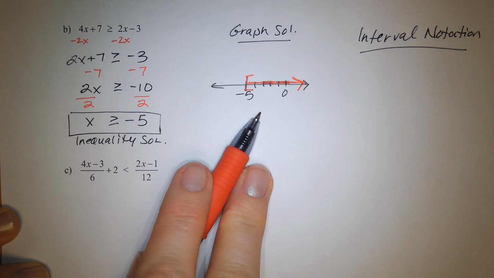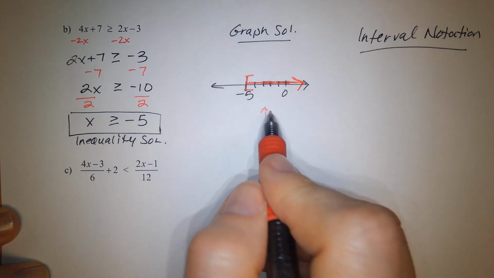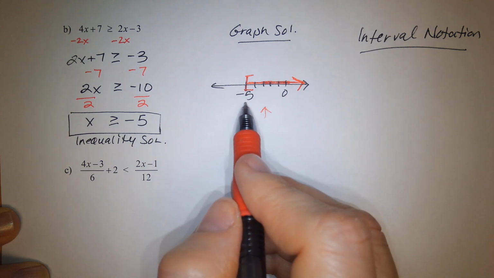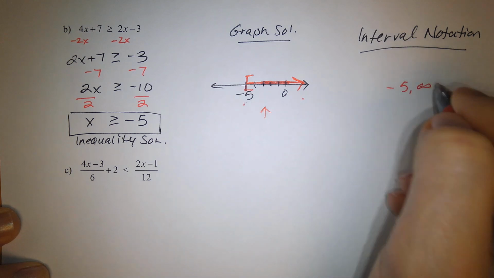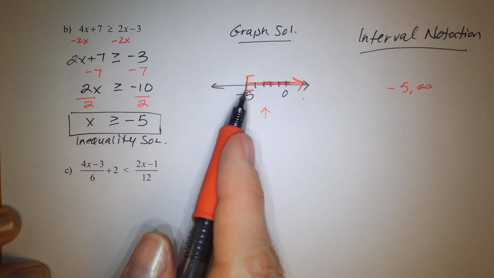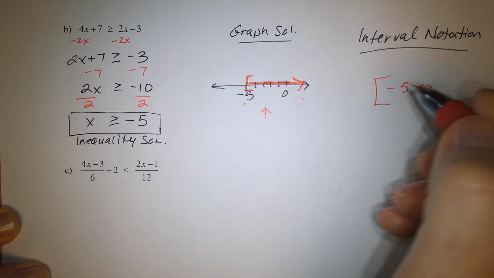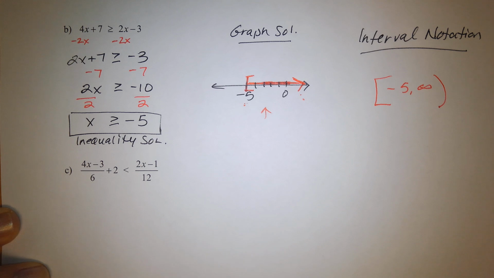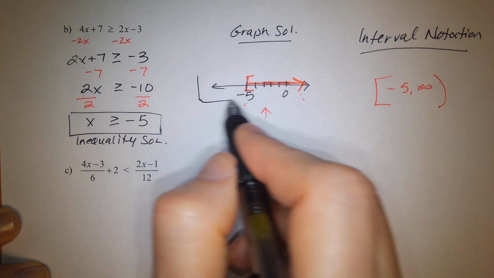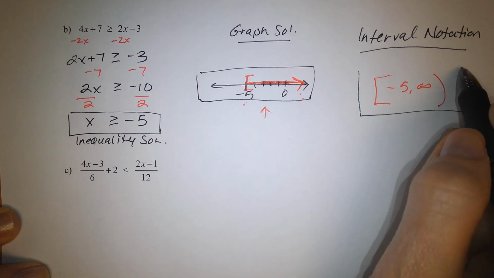The interval notation is really easy once you have the graph. It starts at negative 5 and goes all the way to infinity. Negative 5 is included. Infinity is never included. So there are 3 different solutions, all saying the same answer.